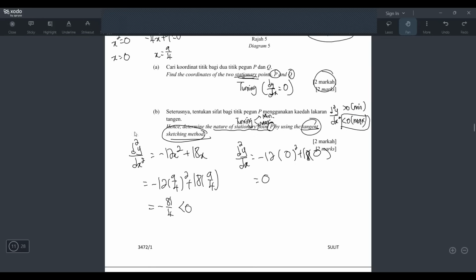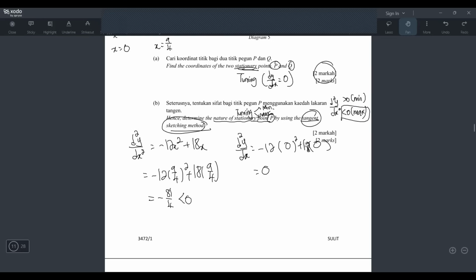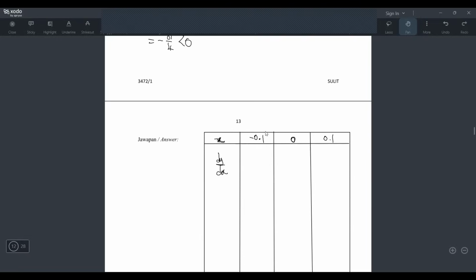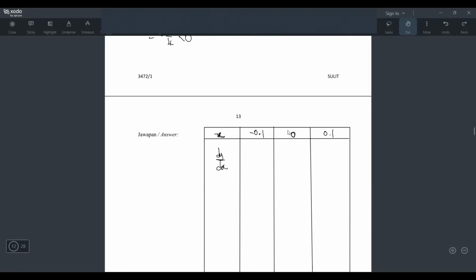It's because when we substitute 0, we cannot determine the nature. So what I'm going to do is go back a little, and then go forward a little, and see what happens. Then I can somehow guess the shape, the sketching, like how the point looks like. Okay, never mind, I'll do it first. Slowly you will understand later.